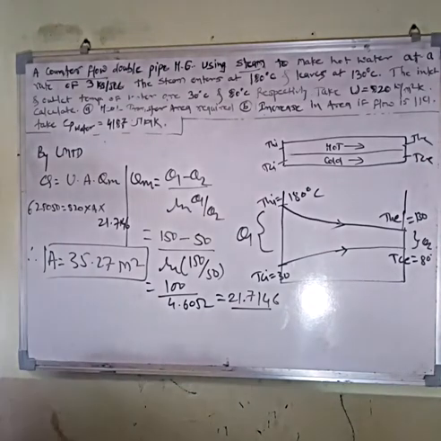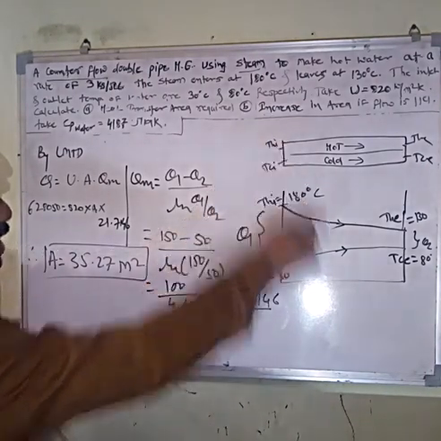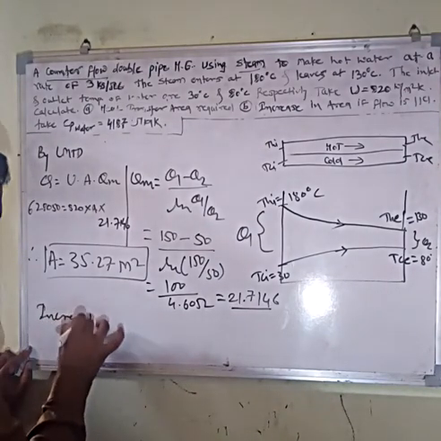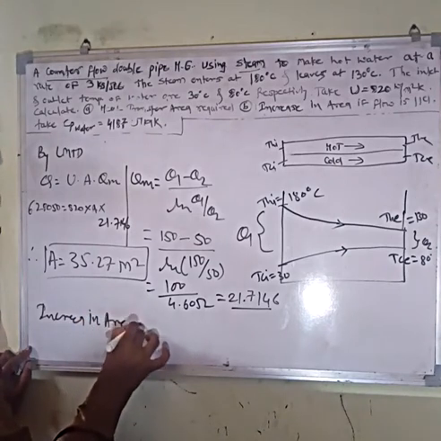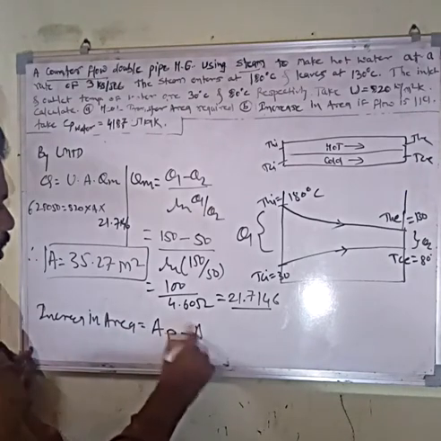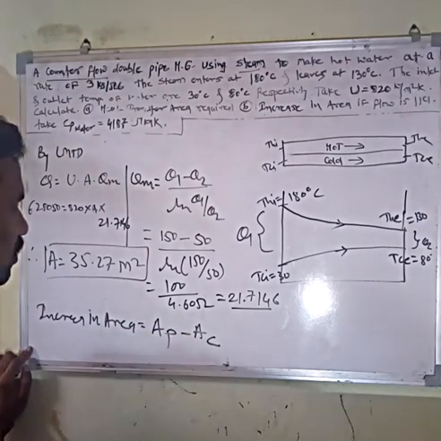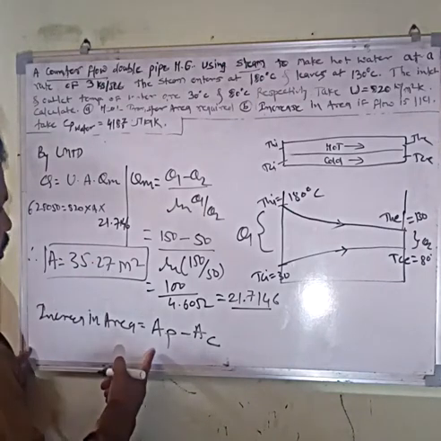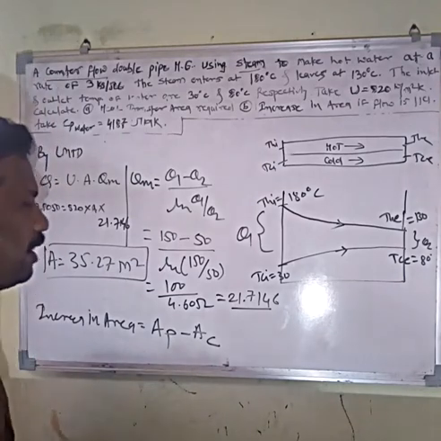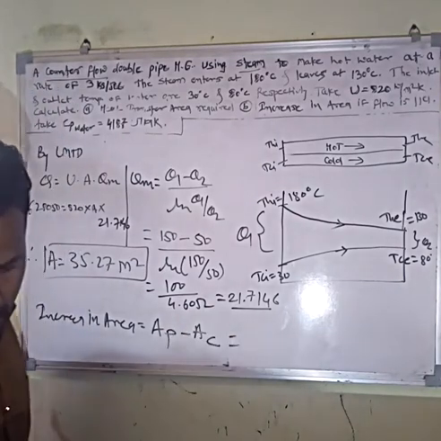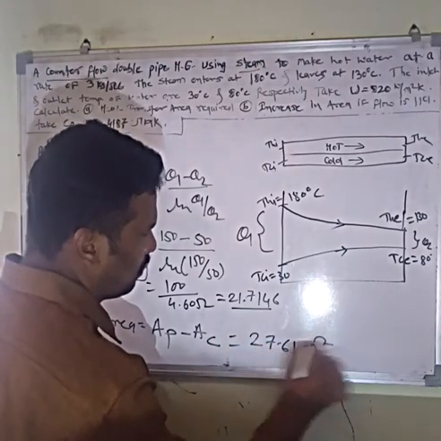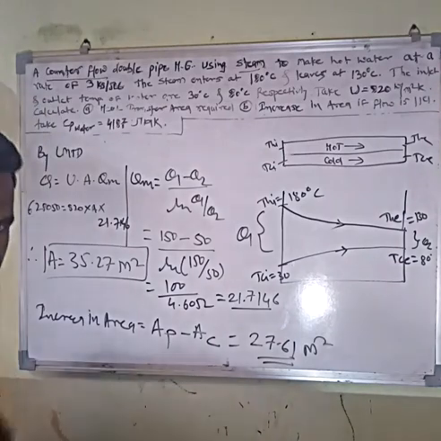Now they are asking about the increase in area. How much has the area increased? So the increase in area equals AP, that is area of parallel flow, minus AC, area of counter flow. The parallel flow value is 35.27 minus the counter flow value, which was 7.659. So its difference becomes 27.61 meter square. So this is our final answer.